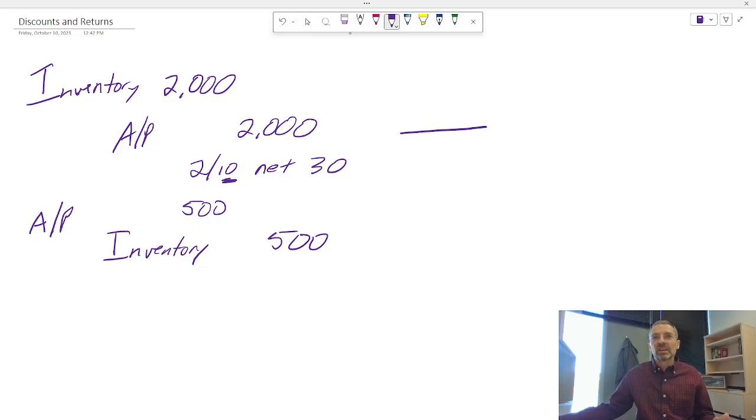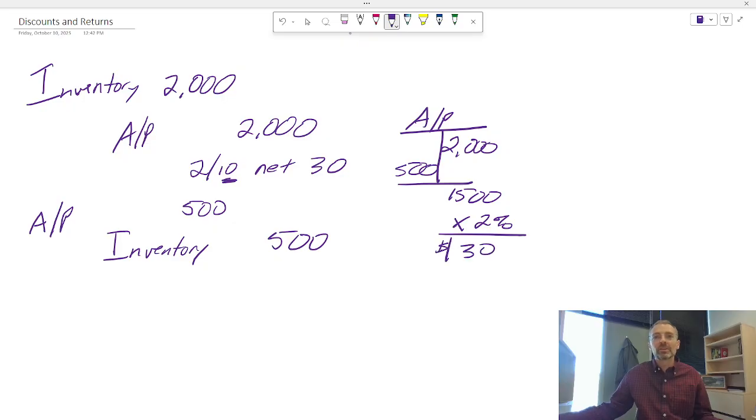Now the question is, well, what is left? I'm now calculating 2% off of what number? Well, it's what I actually owe, which is no longer $2,000. So I used to owe $2,000. I don't anymore. I only owe $1,500. So I'm going to take the 2% off of the $1,500, which means I'm getting $30 off now instead.